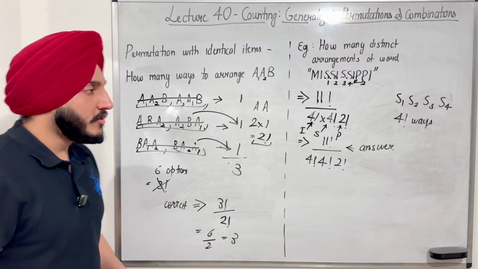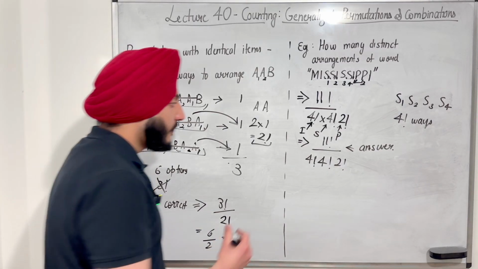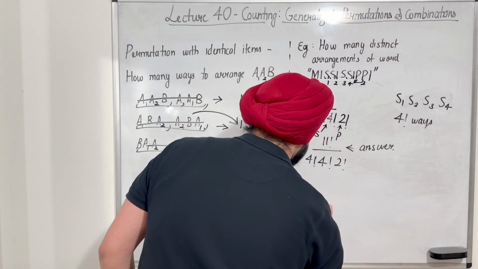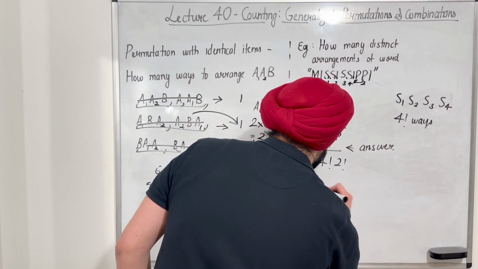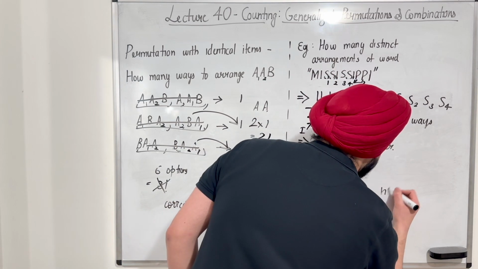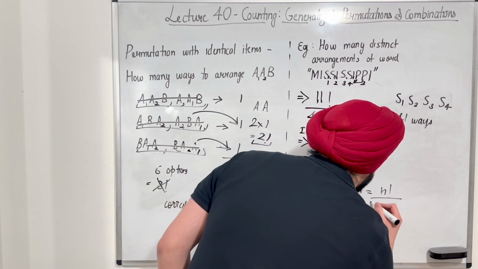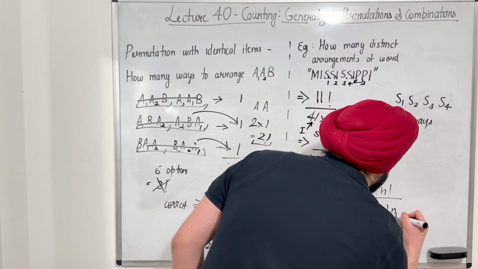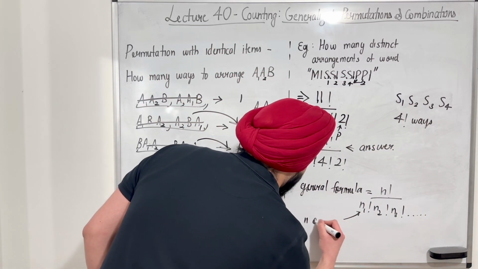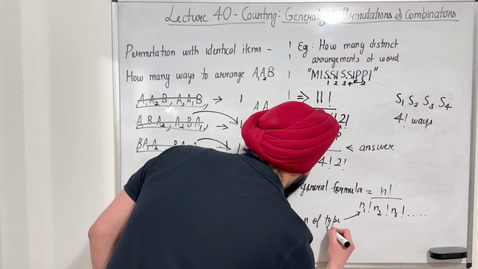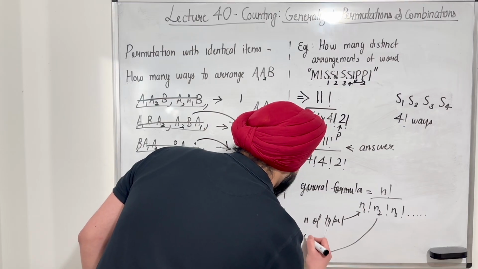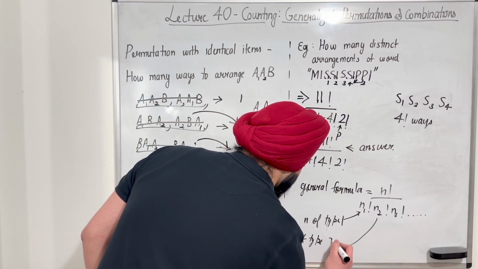Okay. Now, let me give you the general formula. The general idea is if you have n, the general formula in our case would be n factorial divided by n1 factorial, n2 factorial, n3 factorial, whatever it is. And n1 in this case is the number of items of type 1, n2 is the number of type 2, and so on.